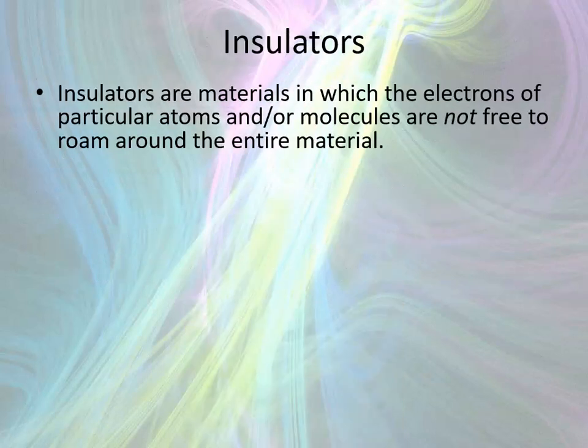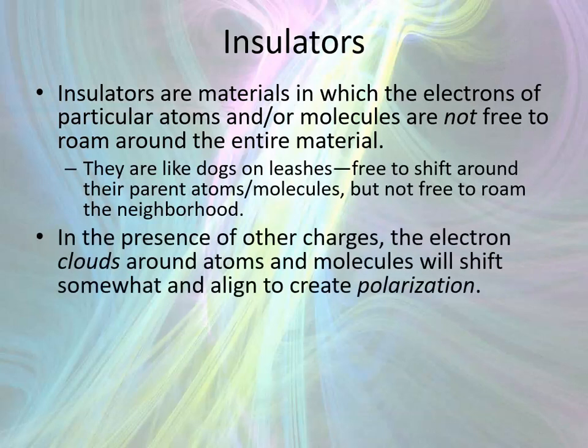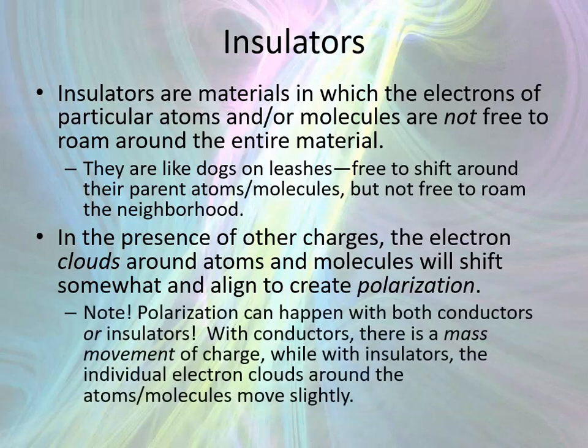That would be bad. So, as we mentioned, insulators are materials in which the electrons are bound to their parent atoms and molecules, so they can't roam around. However, even with insulators, you can have a bit of a polarization effect. The electron clouds around the atoms and molecules will shift if there is an electric field present. An electric field is something that is caused by charges. But that shift is not a whole lot, as we're going to see soon.